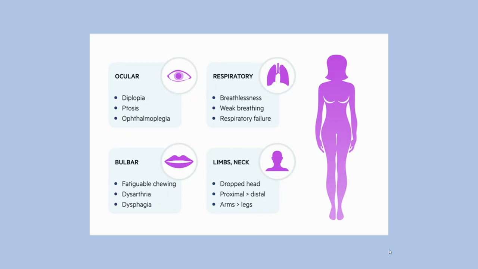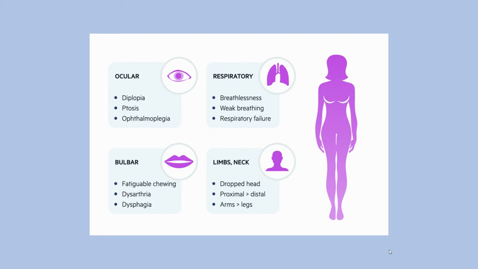So this illustration is of some of the clinical manifestations of myasthenia gravis and the presentation. So we talked about ocular with the diplopia, ptosis, ophthalmoplegia, bulbar with fatigable chewing, and that is something as well: the more that they chew, it gets more tiring and tiring because they're using their muscles. Dysarthria, with difficulty chewing, and then dysphagia with swallowing. They always have a lot of difficulties with swallowing. Those muscles just are so weak and don't want to work.